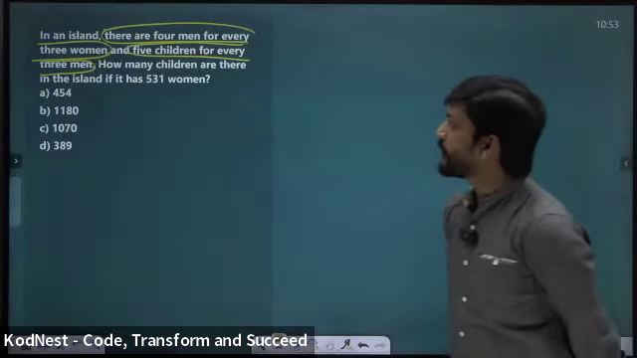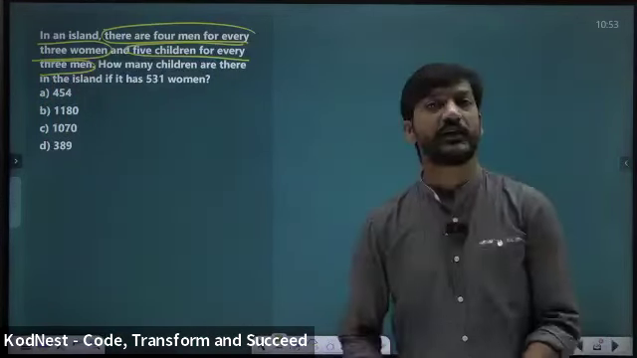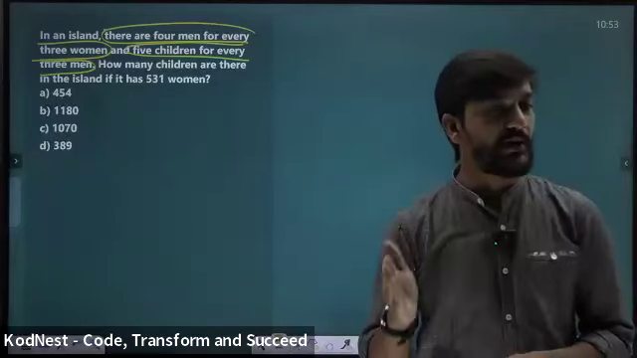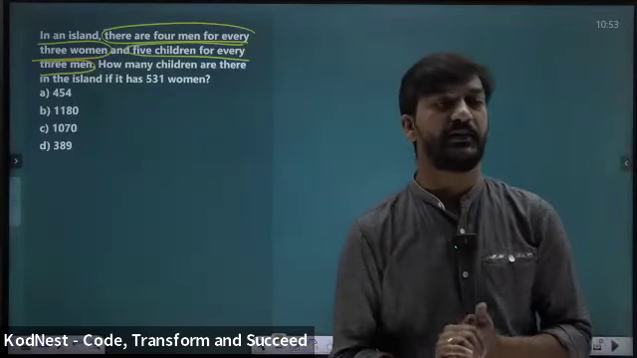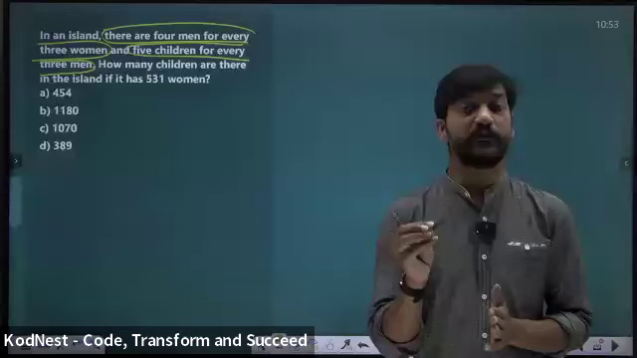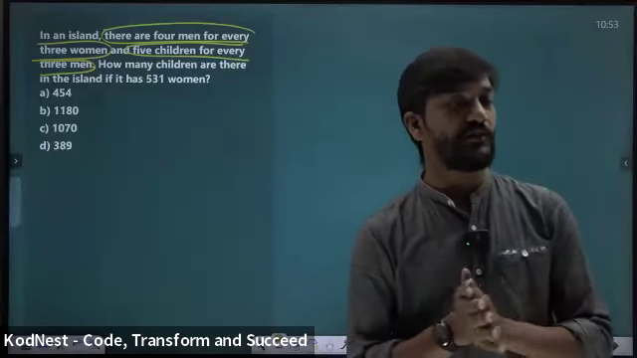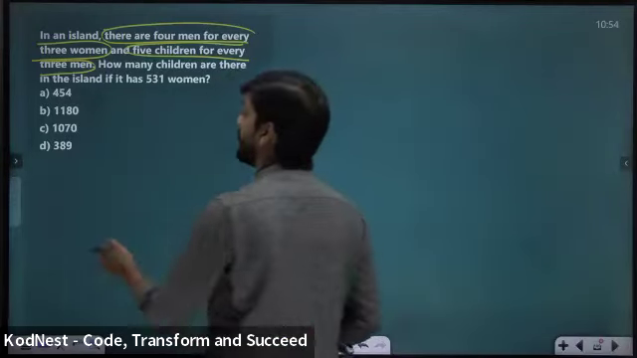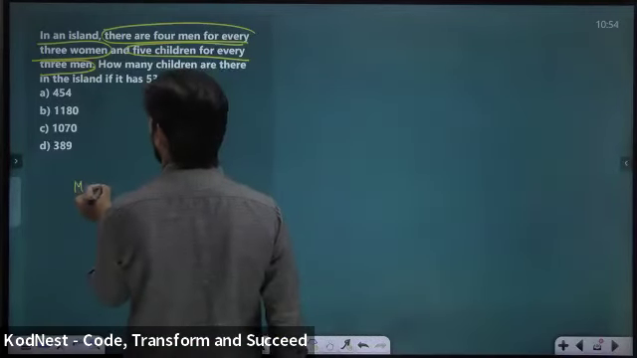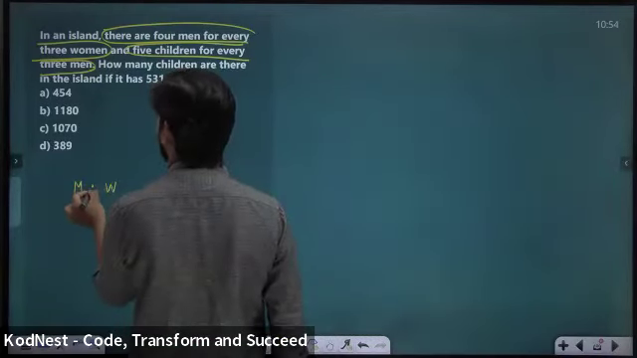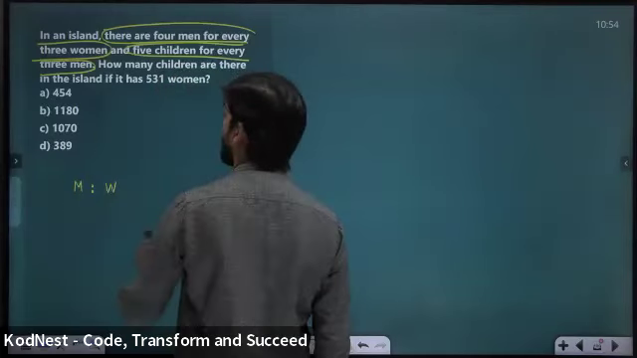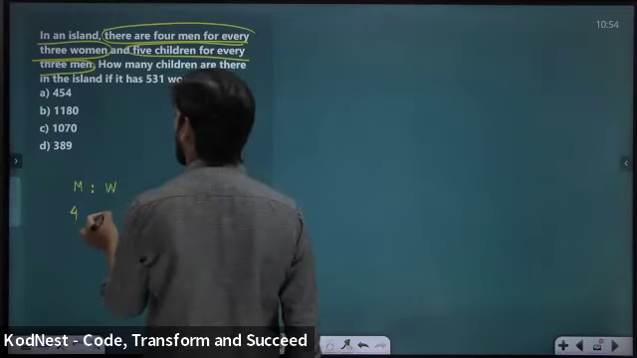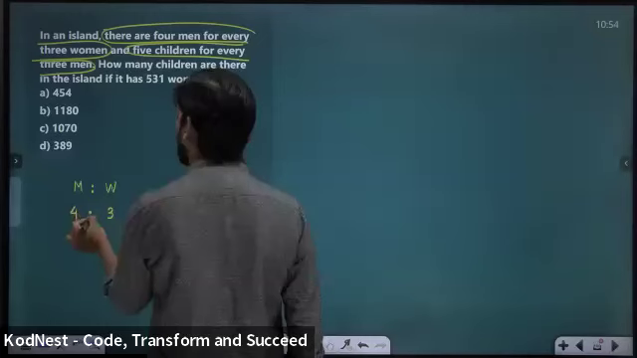Okay. So 4 men for every 3 women. What is the ratio of men to women? 4 men for every 3 women. What is the ratio? 4:3. So that is the men and women ratio. Not directly given, indirectly given. There are 4 men for every 3 women. So the ratio is this.